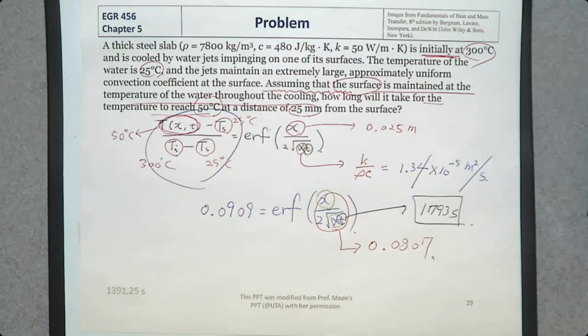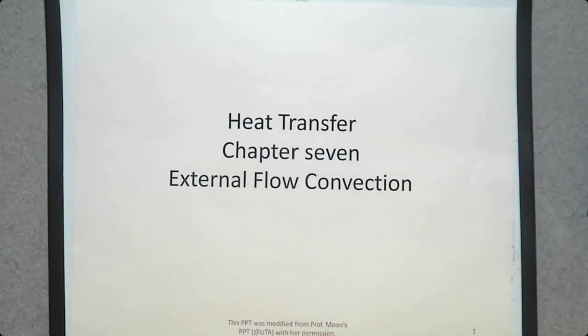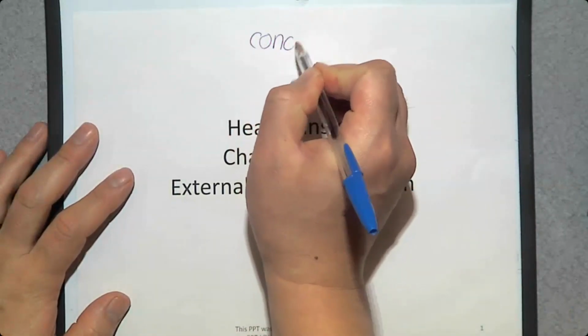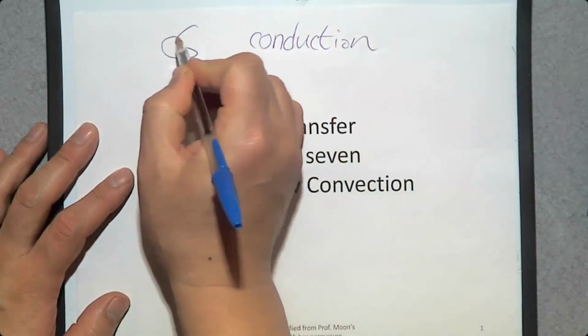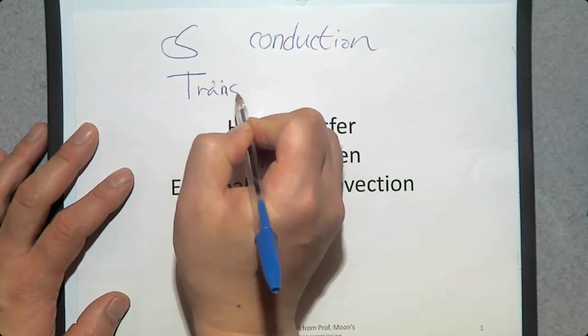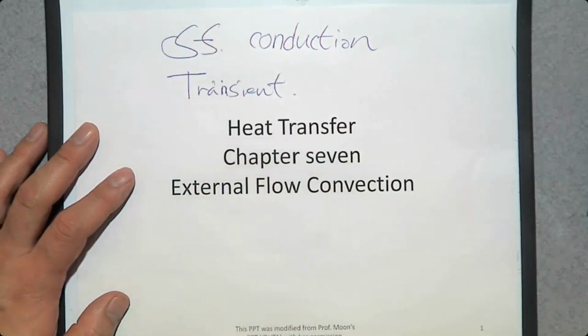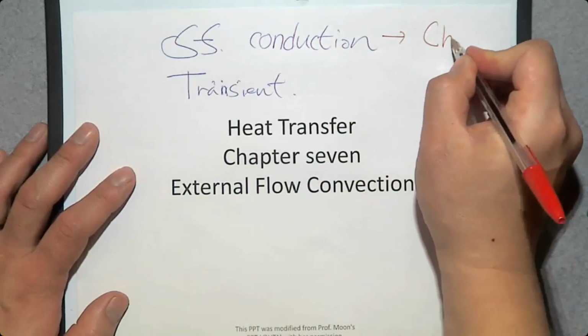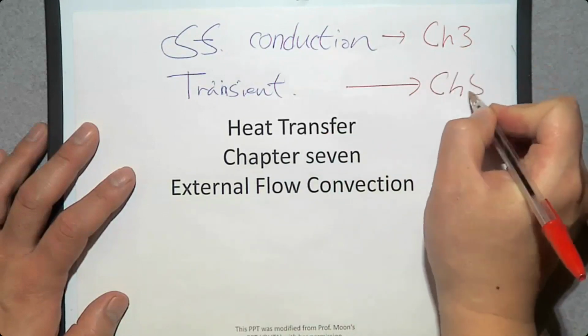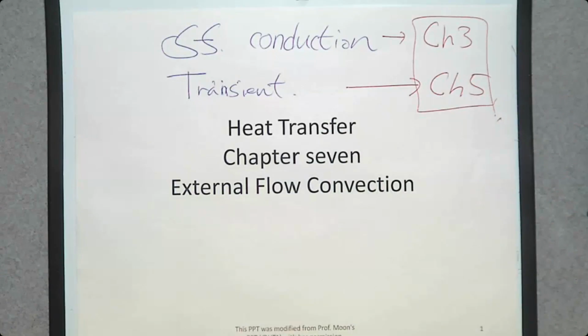Today we are going to talk about chapter 7, external flow convection. So in heat transfer, we study 2 heat transfers. The first one is conduction, steady state conduction and transient conduction. We studied steady state conduction in chapter 3 and transient heat conduction in chapter 5. And these are how we are going to determine heat transfer.